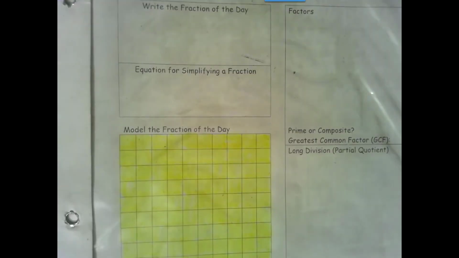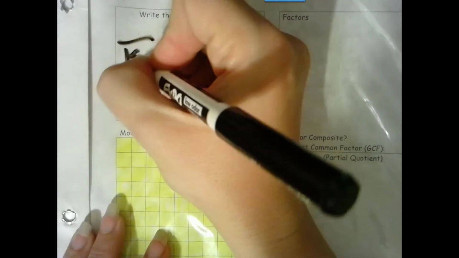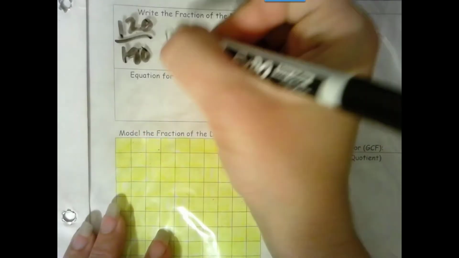All right, let's fill in another row. We have 60 school days left. Let's go ahead and get down our beginning fraction. We have a total of 180 school days. We are on day 120.